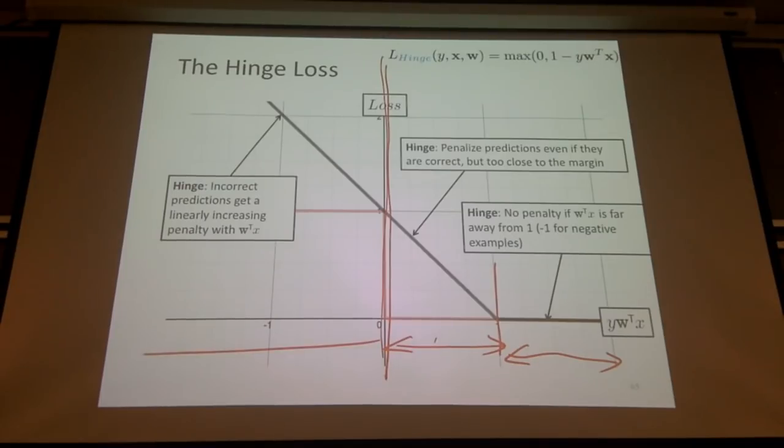In this region, where there is actually a misclassification, the penalty keeps growing as you keep going farther away on the wrong side. It grows linearly.